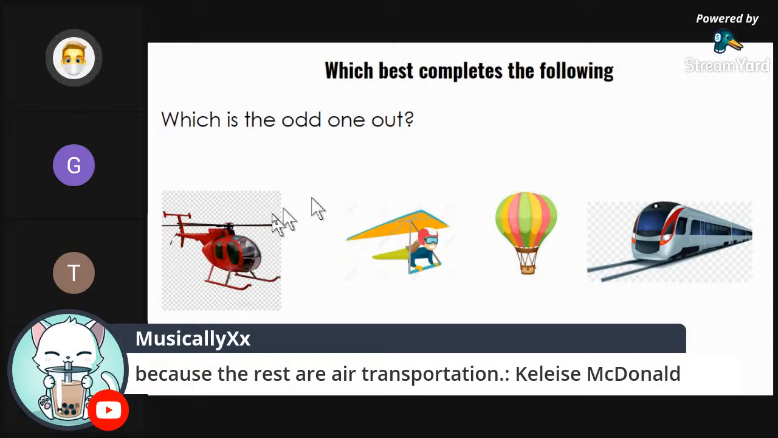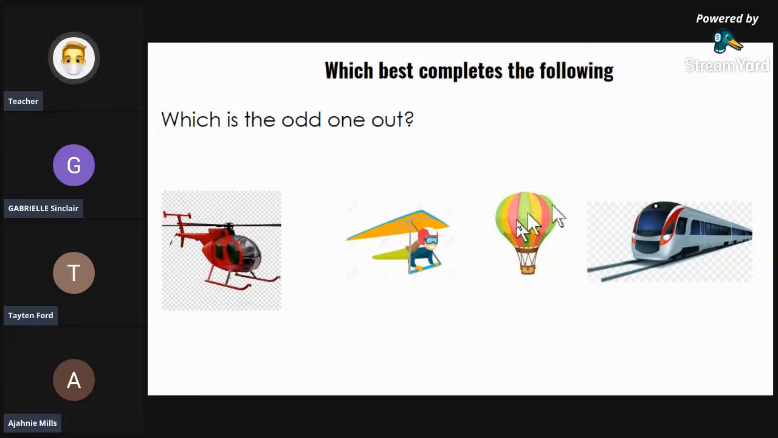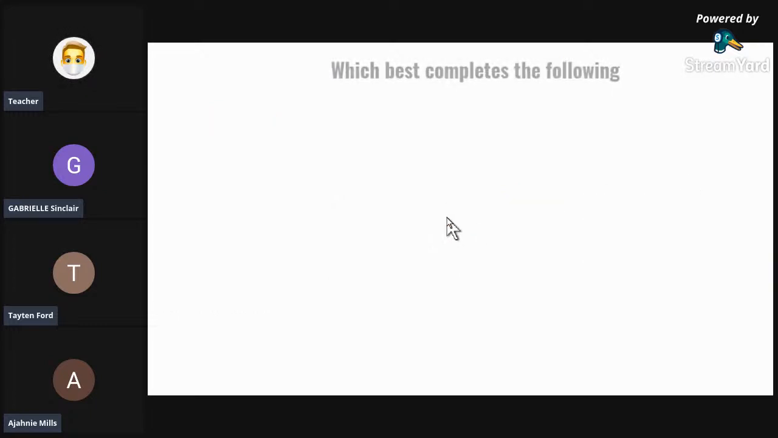Okay. So our helicopter or glider or air balloon, these are all modes of transportation that involve the sky. While the train is on land. So these are in the air, these are on land. Well done, Miss McLeod. Let's go on.